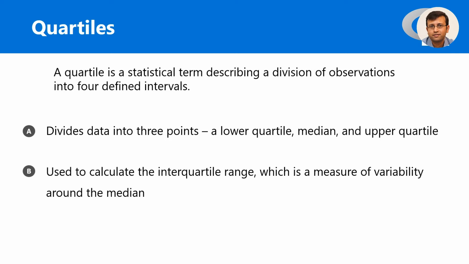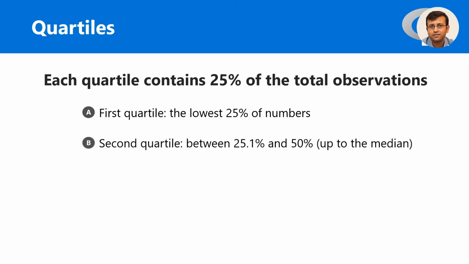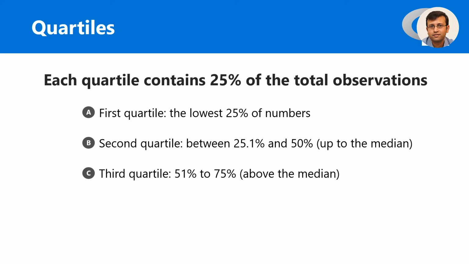The quartiles measure the spread of values above and below the mean by dividing the distribution into 4 groups. Each quartile contains 25% of total observations. Generally, the data is arranged from smallest to largest. The first quartile represents the lowest to 25% of numbers. The second quartile lies between 25.1% to 50%, that is up to the median. The third quartile lies between 51% to 75% above the median. And the fourth quartile is the highest 25% of the numbers.